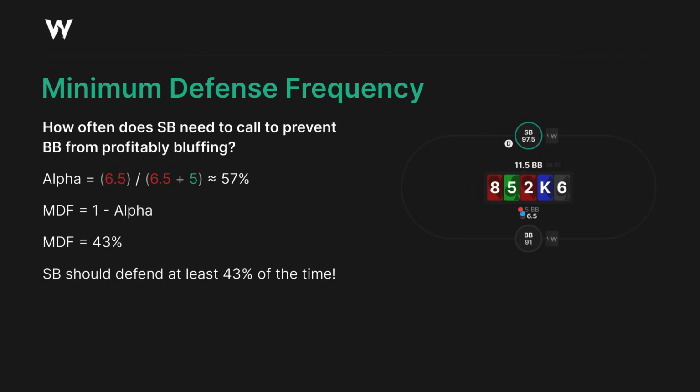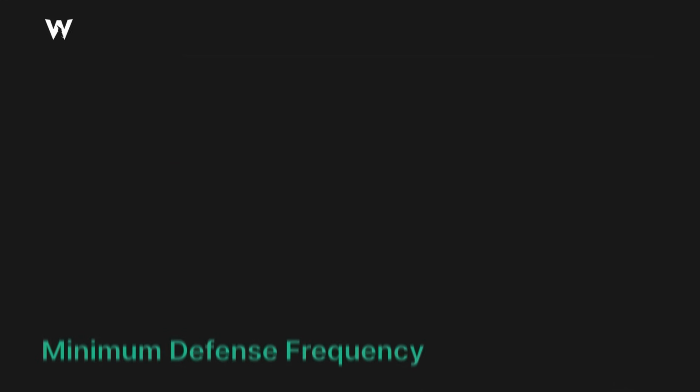Now, they can defend through calls or raises, but all that matters is that they're folding no more than 57%, because if they fold more than 57% of the time, then big blind has a profitable bluff with any 2 cards. So knowing that key break-even point is crucial to determining whether or not you're going to have a profitable bluff, or how often you ought to defend to prevent your opponent from having a profitable bluff. And as usual, it can all be expressed as a simple risk-reward calculation.